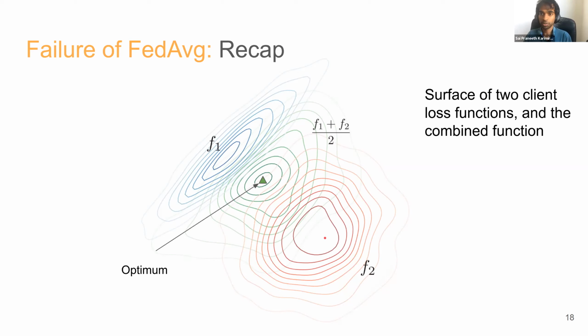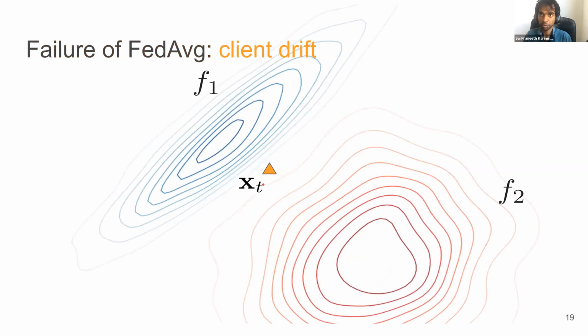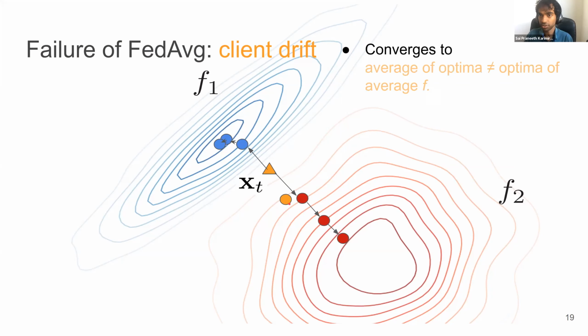So for simplicity, suppose there's just two clients, F1 and F2. Client one has this loss function, client two has that loss function, and we want to go to the optimum, which is at the center here. Suppose we start at this optimum and just run the federated averaging algorithm. So client one would update there, client two would update there. And then when we average the two, we move away from the true optimum towards this. So the point we move towards is actually closer to the average of the optima instead of the optimum of the average function. And these two are different.